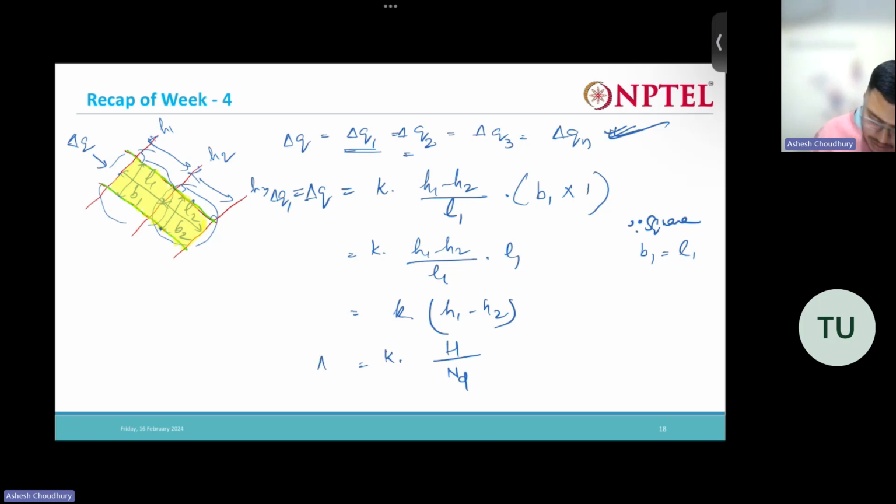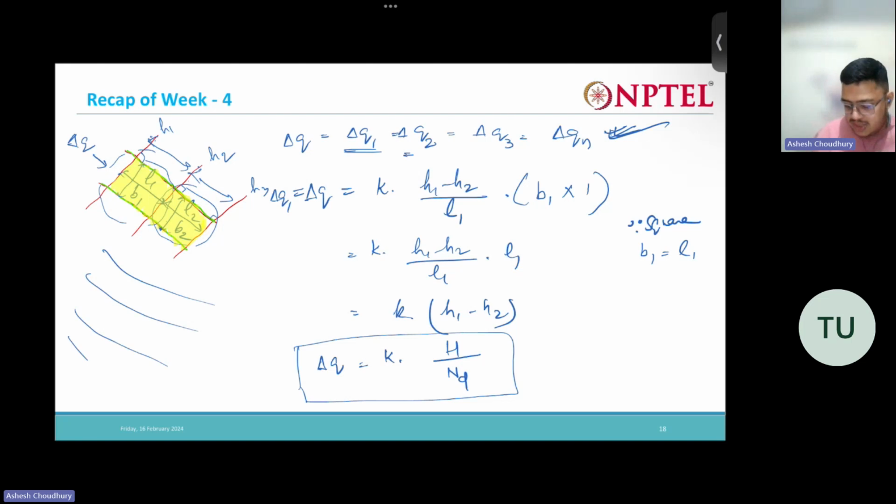Right. So this is the delta Q for one flow channel. This is the flow through one flow channel only. Like this, several other flow channels are also there. So what will be the total flow? Total flow will be nothing but delta Q into the number of flow channels. Simple. So Q is nothing but K H NF by ND. So this will give us the total flow.